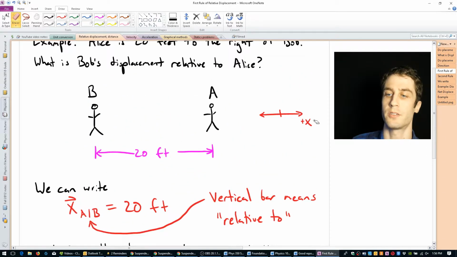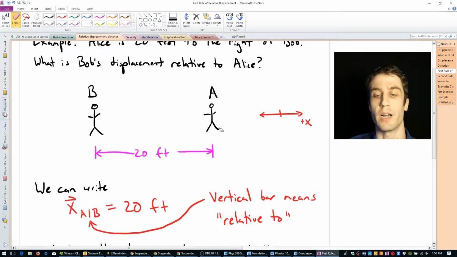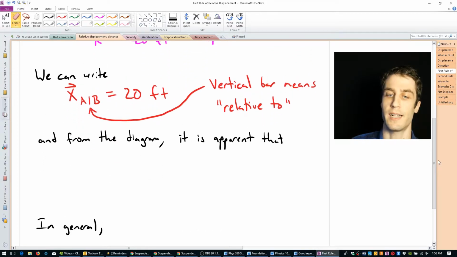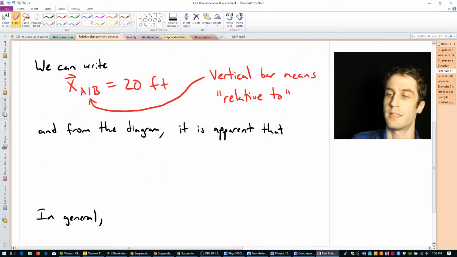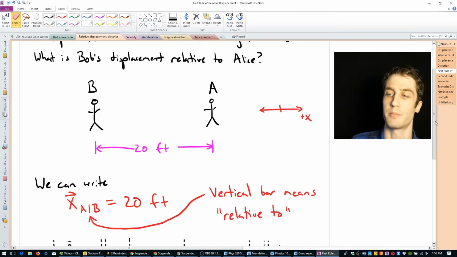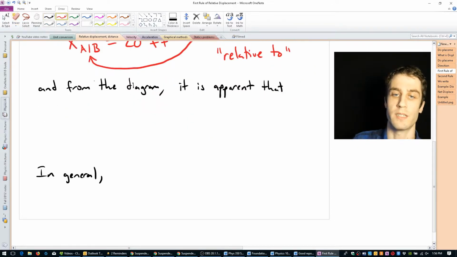Let's check that that's true. Positive values are to the right, and Alice relative to Bob, or A relative to B, is positive 20 feet. So that means that Alice is 20 feet to the right of Bob. Okay, so the question was, what is Bob's displacement relative to Alice? From the diagram, just by looking at this diagram, it's apparent that Bob's displacement relative to Alice is 20 feet to the left. So x b relative to A.